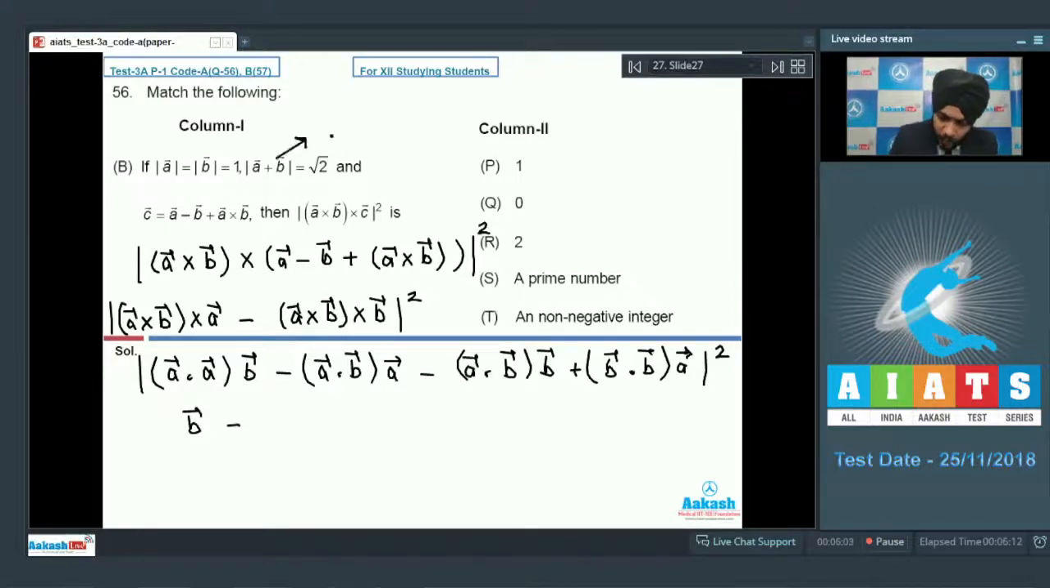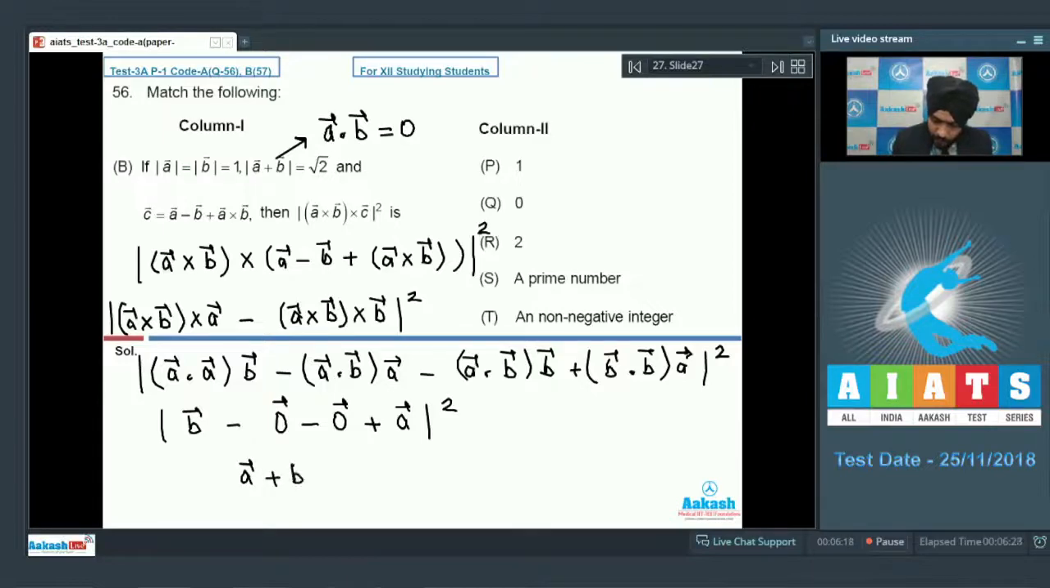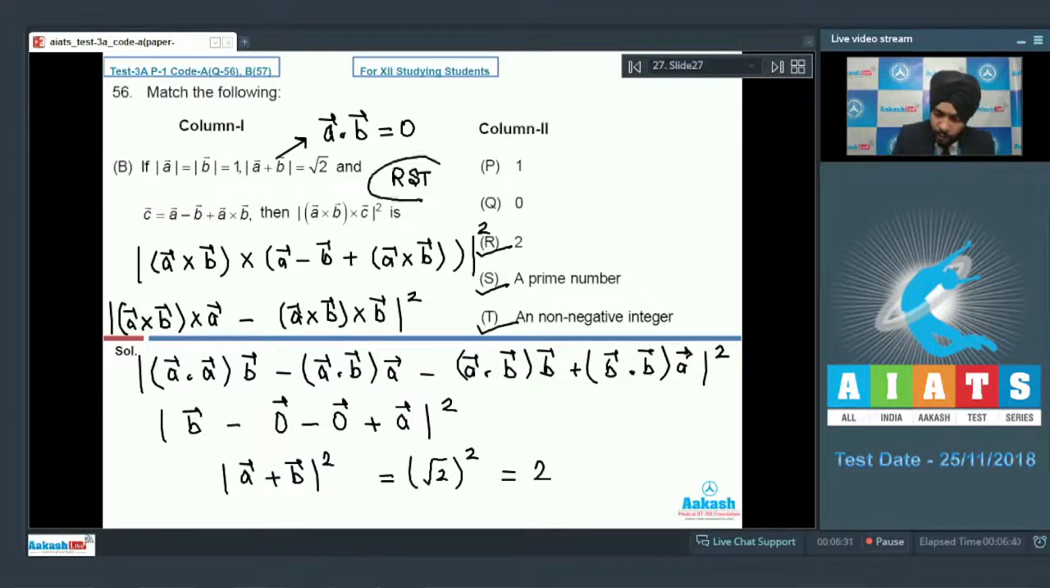From here we can conclude that A dot B is equal to 0 by taking magnitude and whole square. Okay. So A dot B is 0. This is 0 vector. This is 0 vector. This is A vector whole square. So A vector plus B vector magnitude whole square. The value is root 2 whole square and that is equal to 2 ultimately. Option number R, option number S, option number T. RST is the correct match for option number B. Okay. Let us move on to C option.